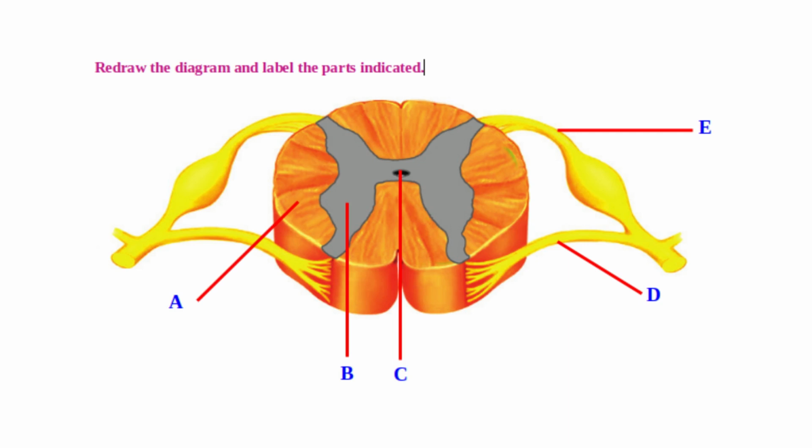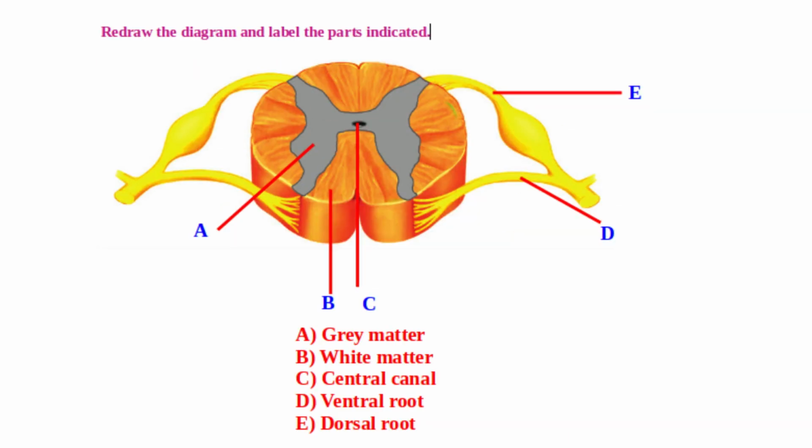Here the diagram of the spinal cord is given and the parts are labeled as A, B, C, D and E. Here the part A indicates grey matter. B indicates white matter, C is central canal, D ventral root and E dorsal root. We discussed the peculiarities and functions of these parts. In the examination, the functions or peculiarities of these parts are given and we identify these parts from the features given in the question paper. So it is an important question from the examination point of view.